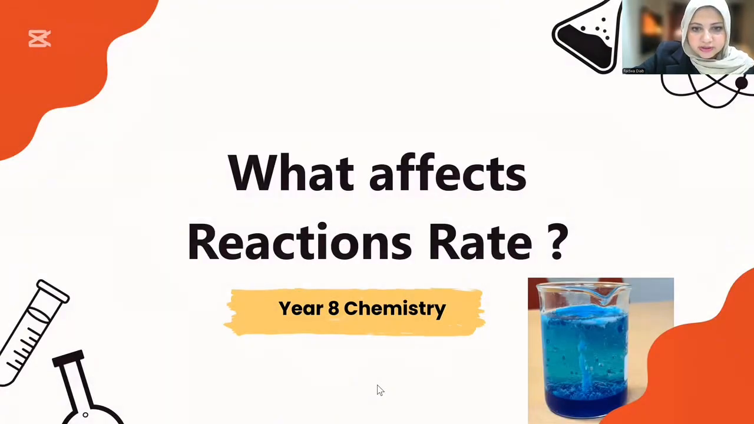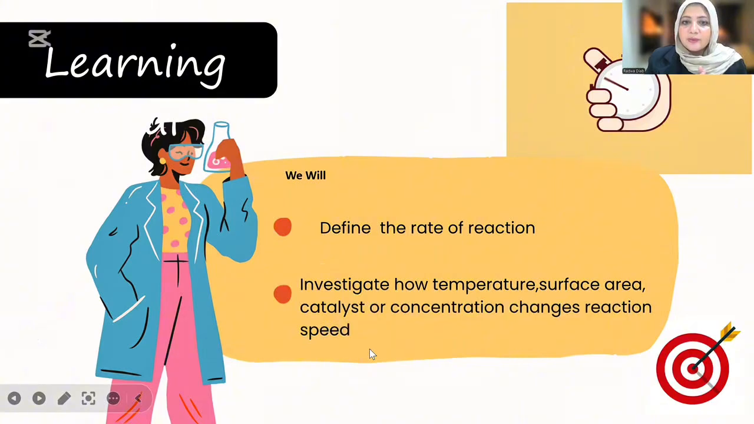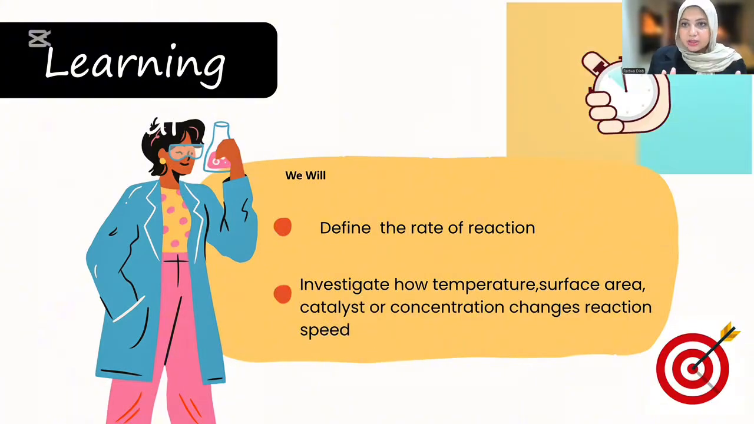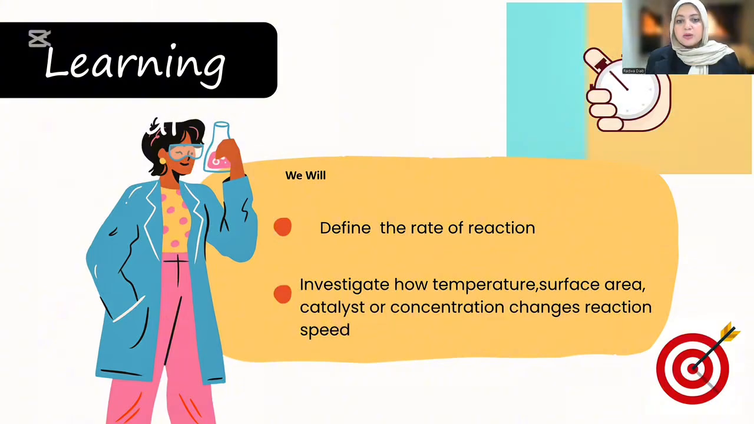Okay, our topic today is about the factors that affect the reaction rate. Here is our lesson objective. Today we have to define, which means we have to know, what the rate of reaction means, and we have to investigate how temperature, surface area, the catalyst, and the concentration change the reaction rate. Okay, ready?